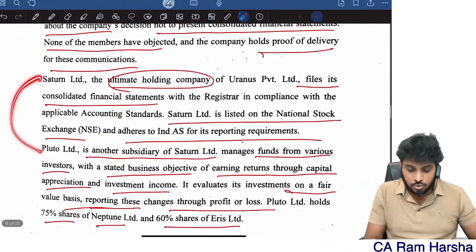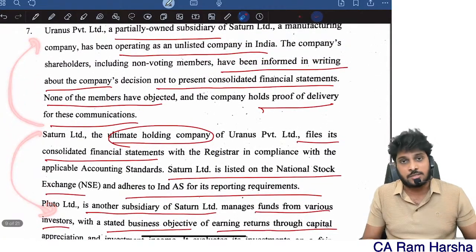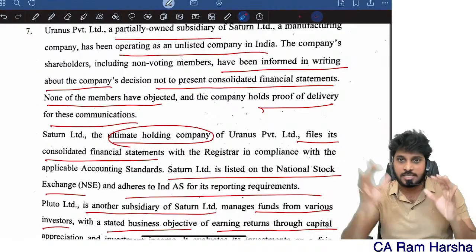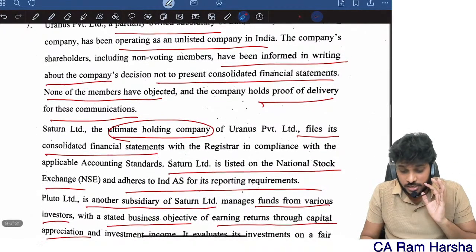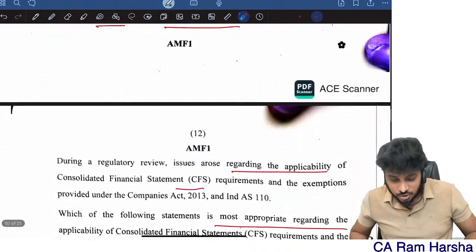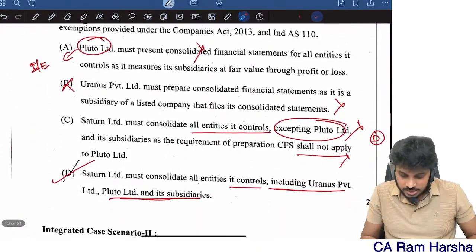So what does Saturn have to do? Saturn has to consolidate this and Uranus. So Saturn has to consolidate both the subsidiaries and then prepare consolidated. Uranus need not prepare consolidated financials. Getting it? Pluto is an investment entity. Therefore, they don't have to prepare consolidated financials. Therefore, the answer is straight away D.